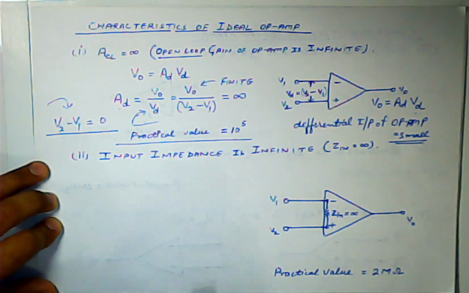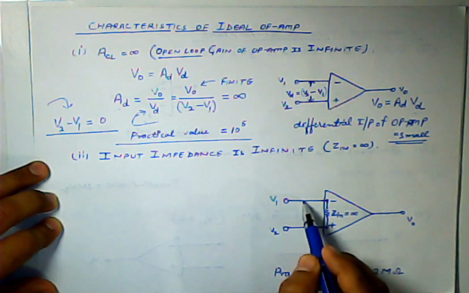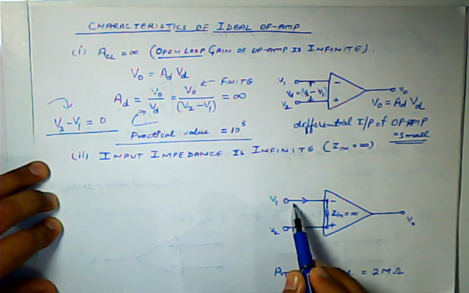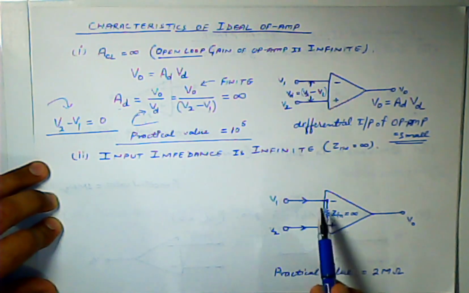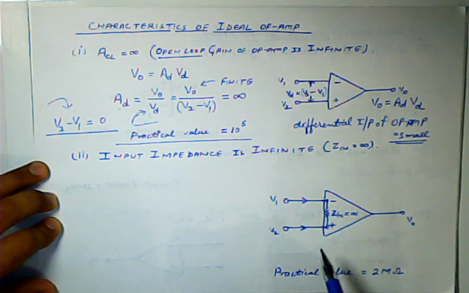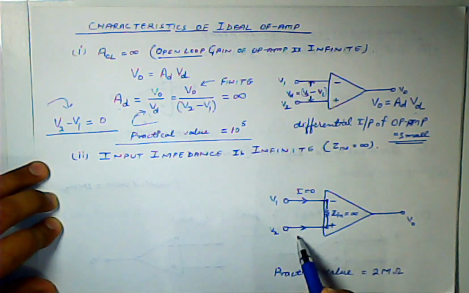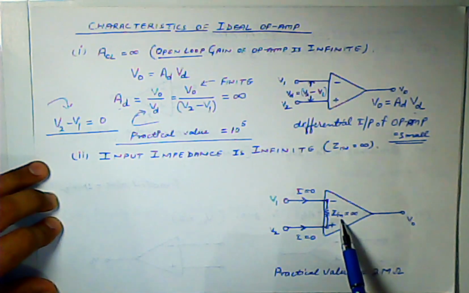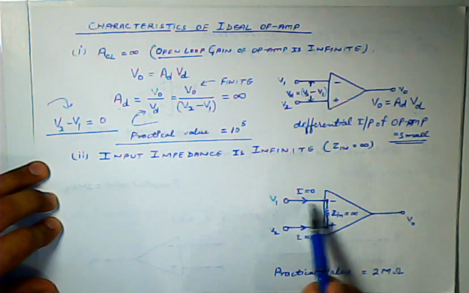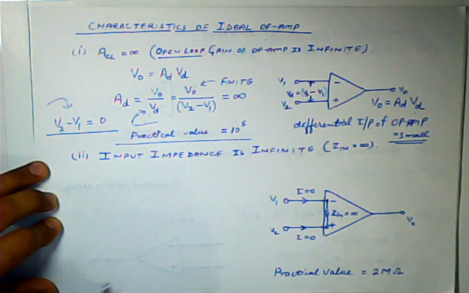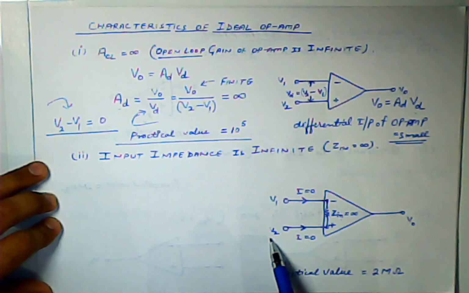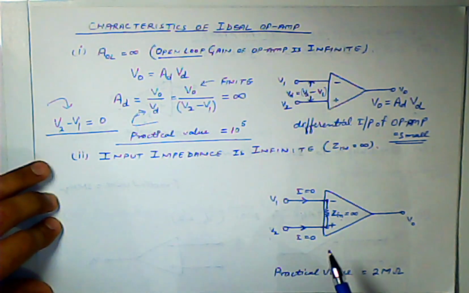It will be an open circuit. If it is an open circuit, there should be no current from this side to this side, or this side to this side. No current at the inputs of the op-amp. So the input current should be 0. What does this indicate? It indicates that if input impedance is infinite, the op-amp, operational amplifier, will not draw any current from the input voltages. If it does so, what does this mean?